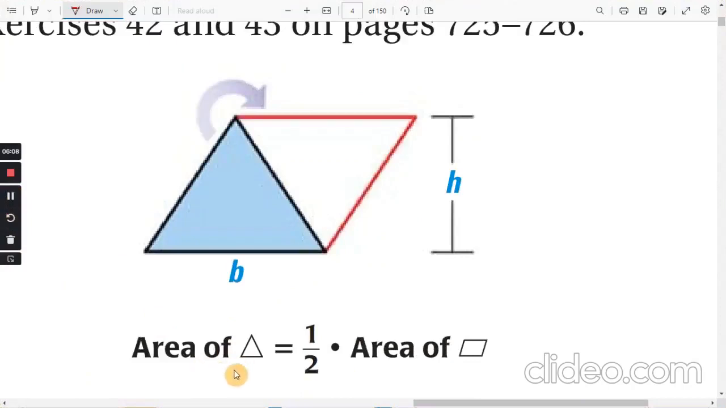Now, the area of a triangle is just 1/2 times the area of a parallelogram. You can see here we have a parallelogram, and if you draw in a diagonal, that cuts the parallelogram in half. This triangle right here in blue is just going to be 1/2 base times height. So the whole thing, the area is base times height. You cut it in half, you get a triangle, and 1/2 base times height is the area.